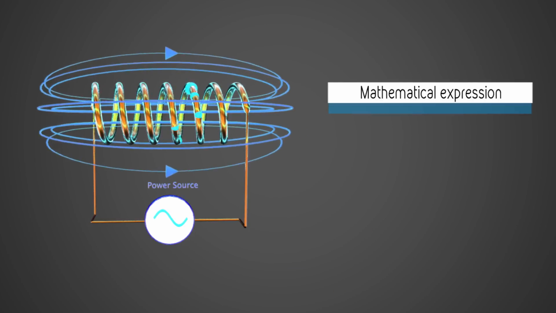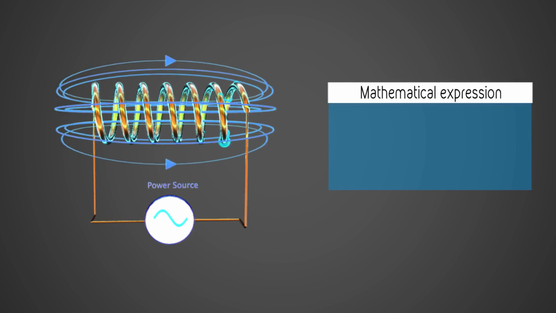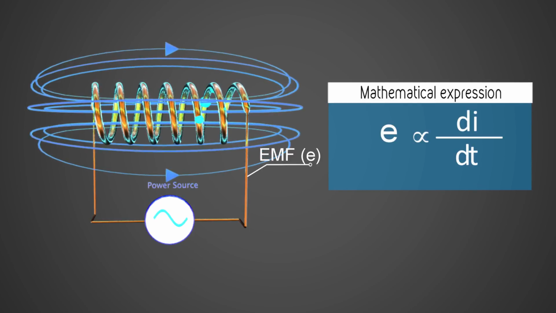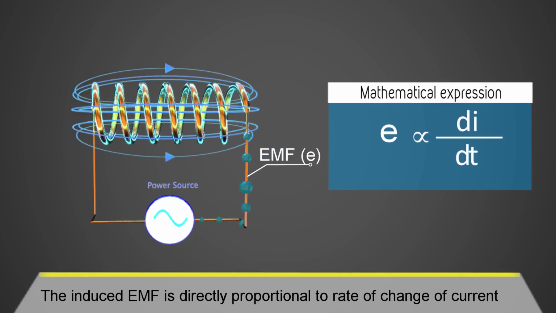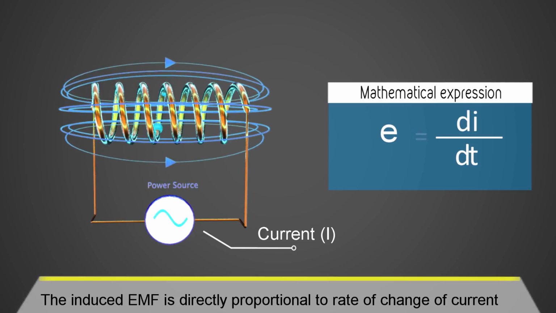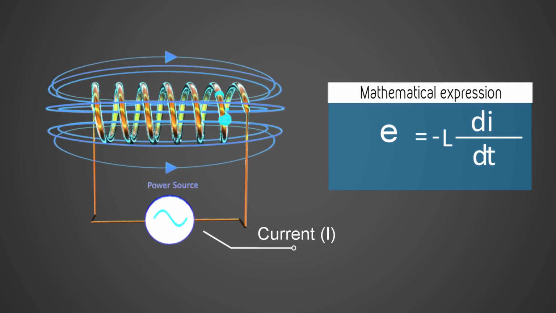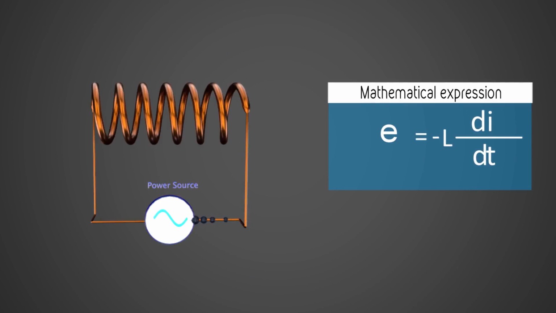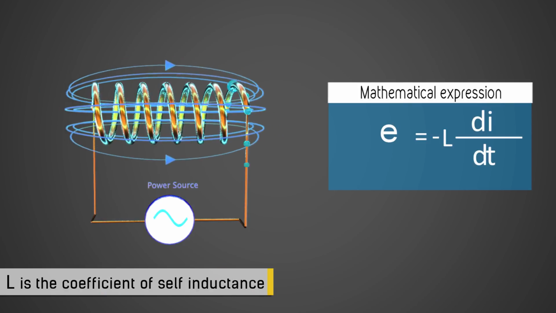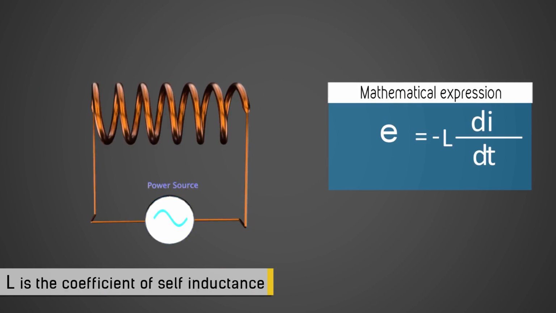Now we will look at the mathematical expression for self-induced EMF. It is given as E proportional to di by dt. The induced EMF E is directly proportional to the rate of change of current as we saw earlier. By adding a proportionality constant L, we will have E equals minus L di by dt. Here, L is the coefficient of self-inductance and is measured in Henry.